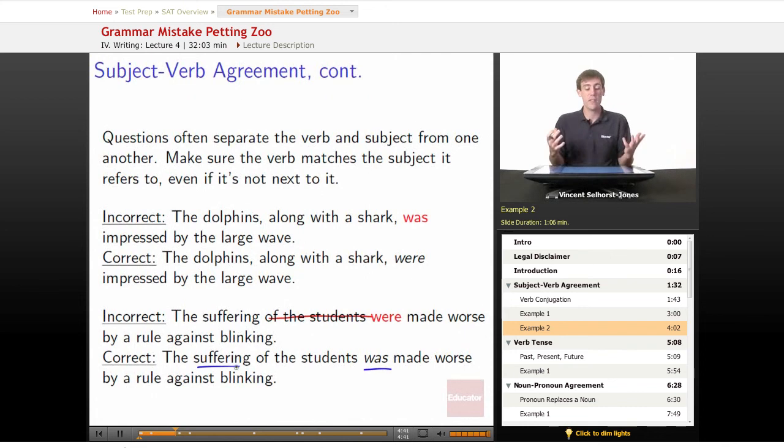Suffering was. The suffering of the students is just there to modify suffering. Of the students isn't the subject, it's just a modifier on suffering. So what it really is, the suffering was made worse by a rule against blinking. What's the suffering? It's the suffering of the students. So the suffering of the students was made worse. We want to be able to notice these things that are in the middle that are making the sentence more complex and be able to sort of take them out for a little while and go, oh, now I see the error.